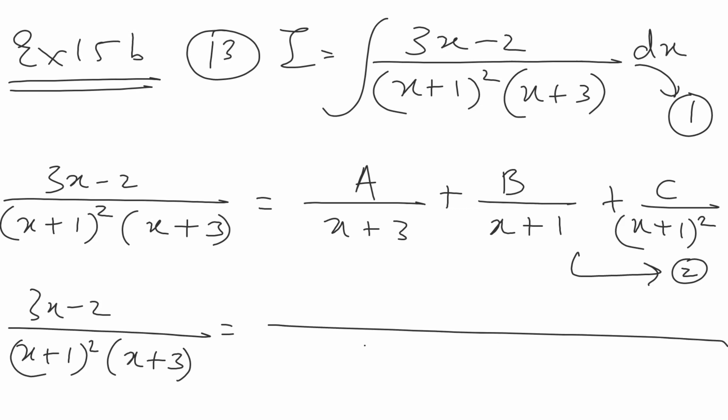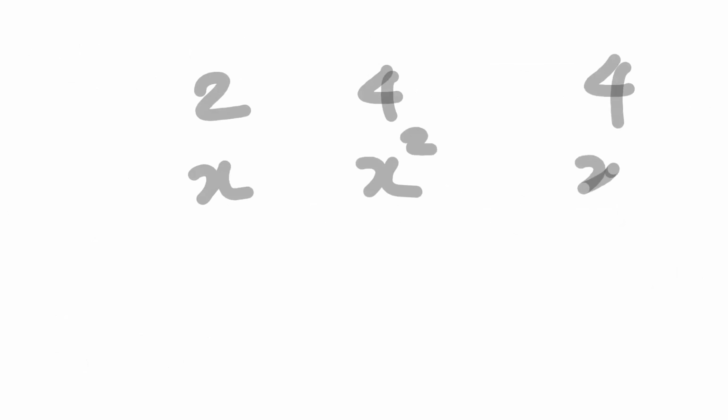Okay. The LCM of (x plus 3)(x plus 1) and (x plus 1) the whole square is (x plus 3)(x plus 1) the whole square. Guys, the LCM of (x plus 1) and (x plus 1) the whole square is (x plus 1) the whole square. See, if you understand this, the LCM of 2 and 4 is 4. This means that the LCM of x and x square is x square. So what will be the LCM of x plus 1 and x plus 1 the whole square?